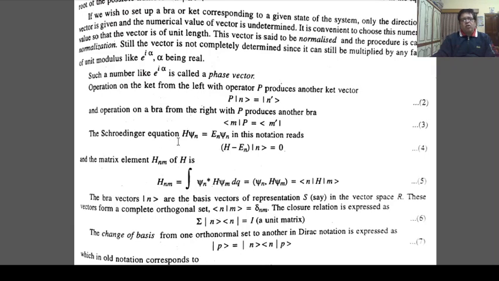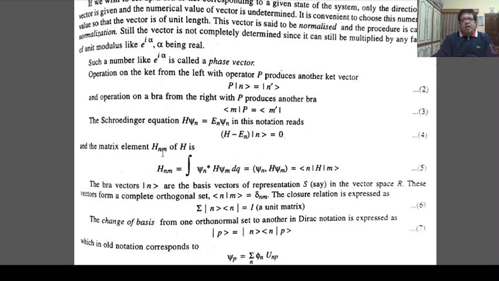The Schrodinger equation H ψn equals En ψn in this situation reads (H minus En) |n⟩ equals 0. The function is replaced by a ket vector; ψn is just ket |n⟩, represented by this vector. And the matrix element Hnm of this is Hnm equals integral ψn star H ψm dq, which equals (ψn, Hψm). In scalar product notation, this equals ⟨n|H|m⟩.